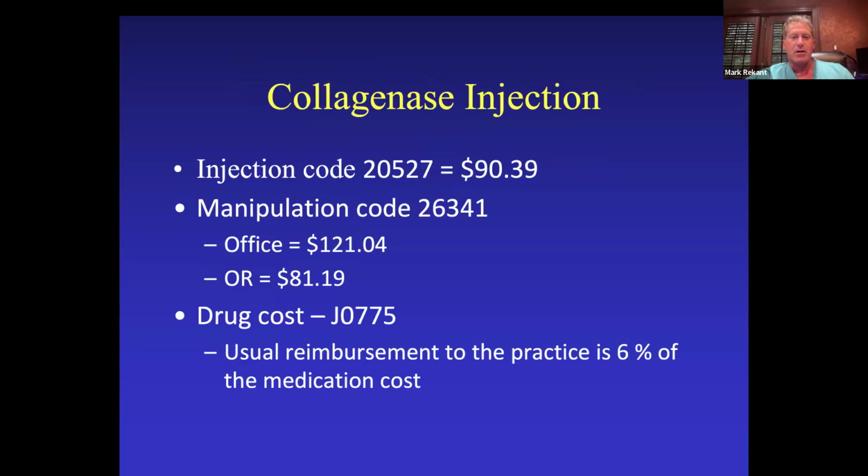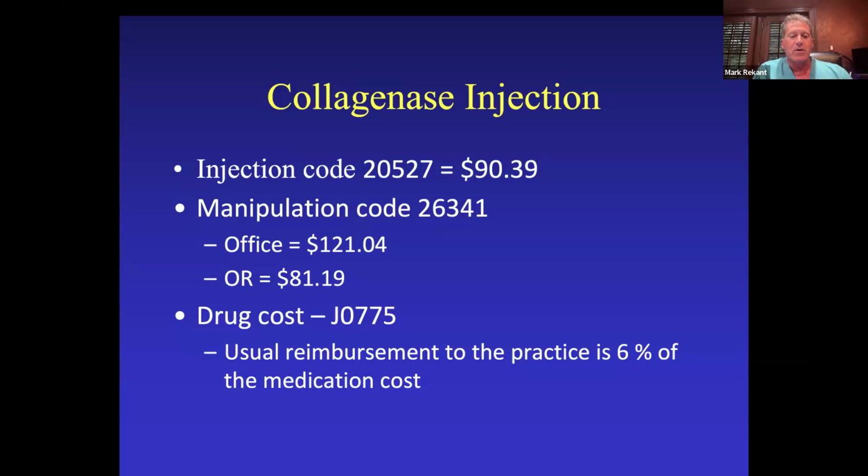A little bit touching on collagenase injection. The injection has a code you can see here, 20527, reimburses us $90. The next day or two, you will do the manipulation, 26341. If that's done in the office, which it commonly is, reimbursement is $121. And again, these are CMS Medicare figures for the Philadelphia market. They are slightly different from market to market, but not that different.